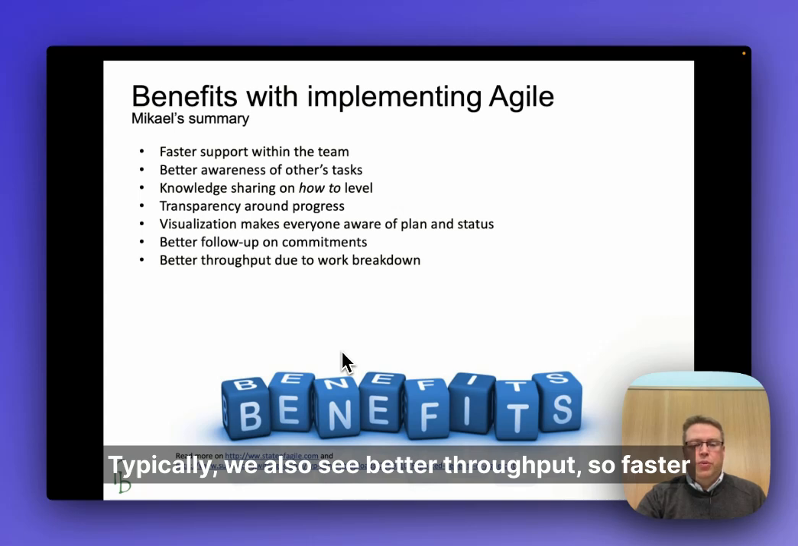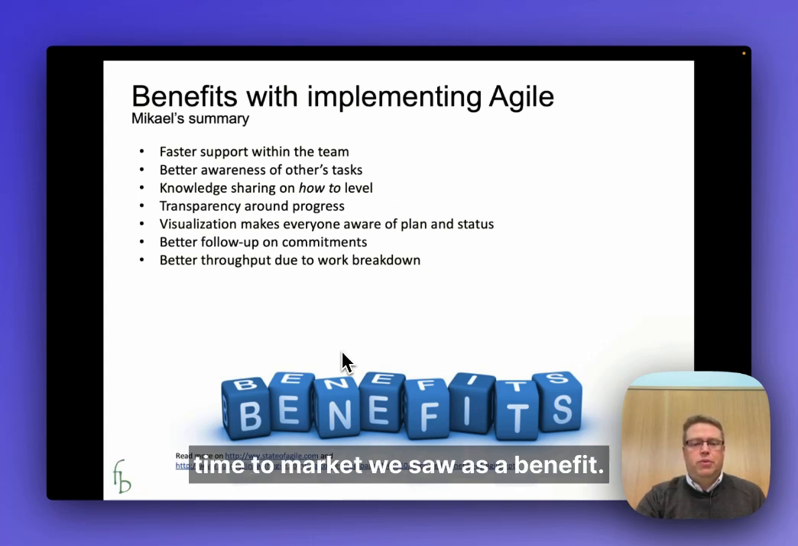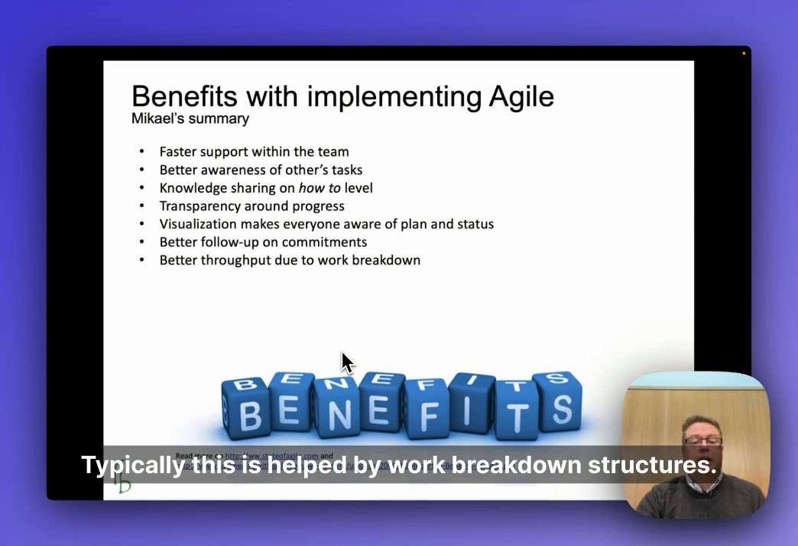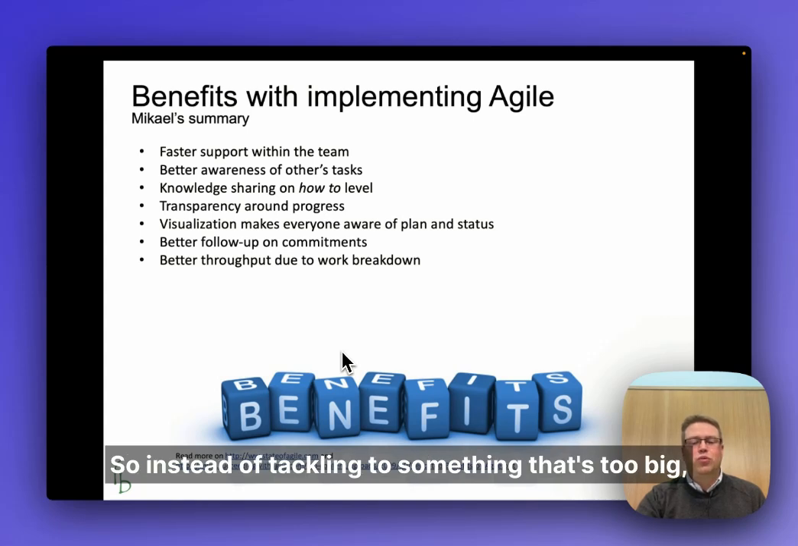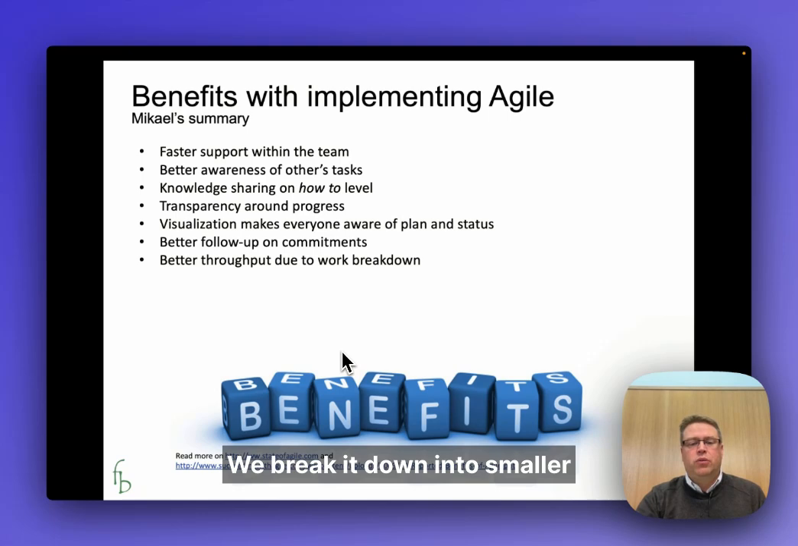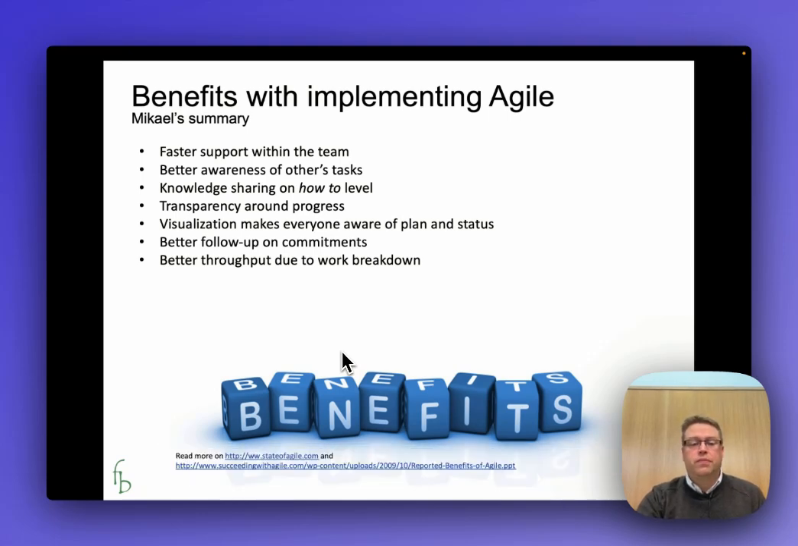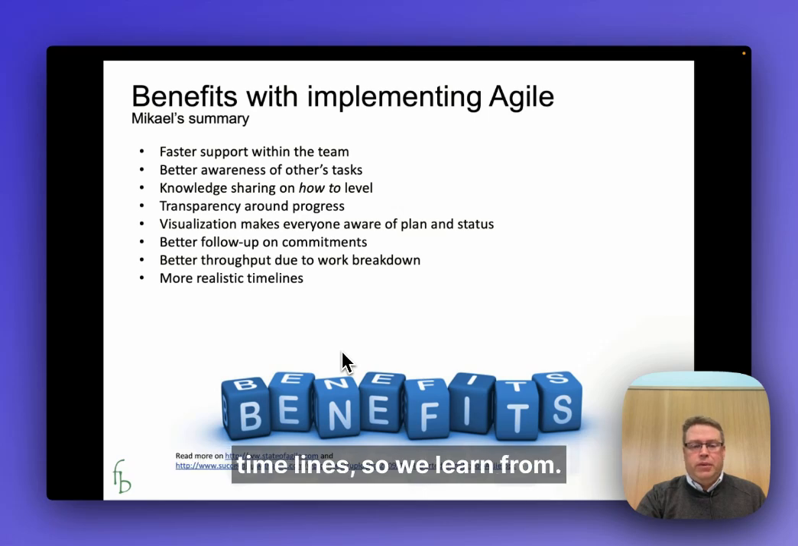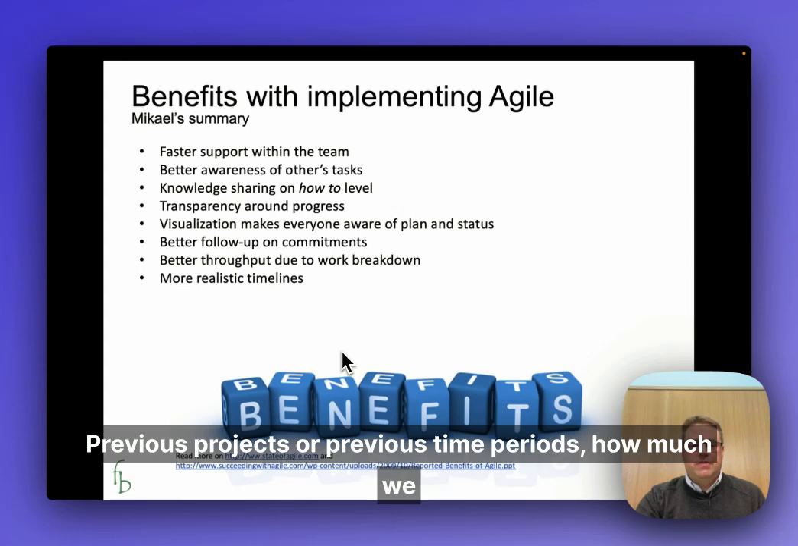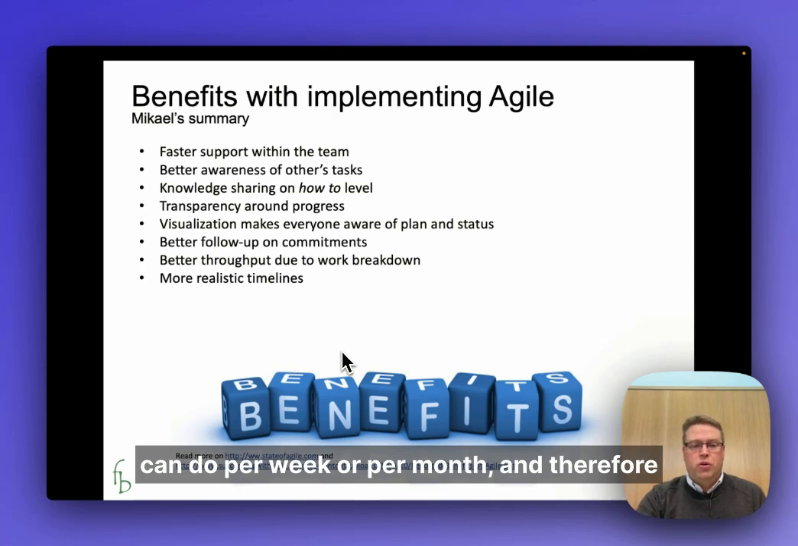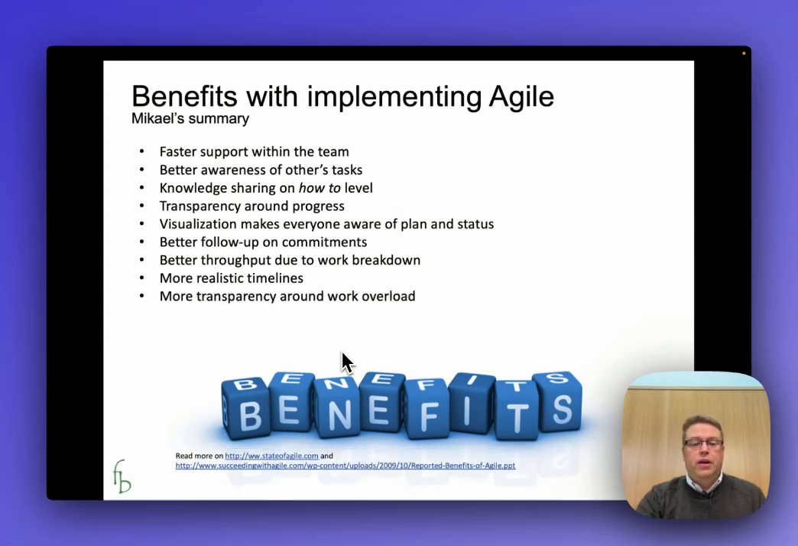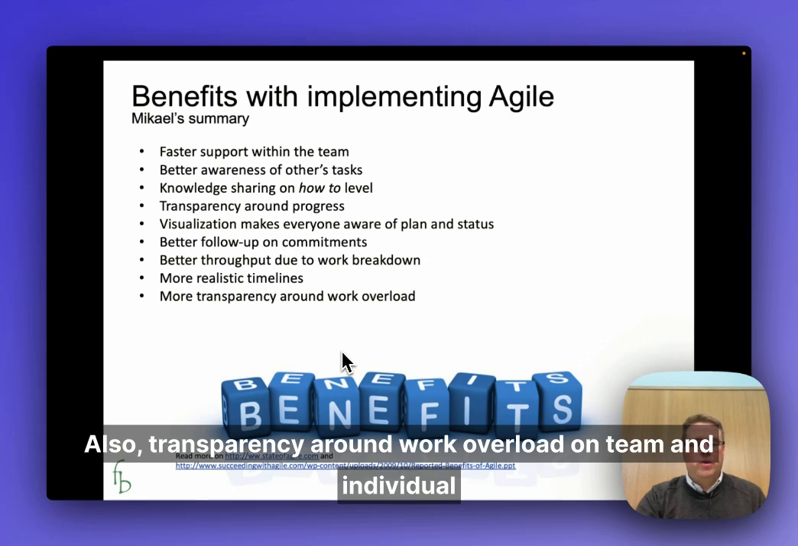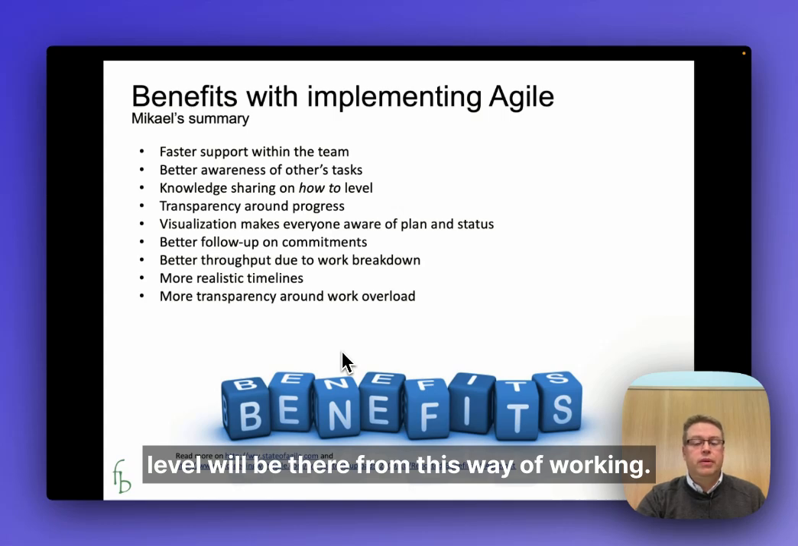Typically, we also see better throughput, so faster time to market we saw as a benefit. Typically, this is helped by work breakdown structures. So instead of tackling something that's too big, we break it down into smaller pieces and start working through those. These things also lead to more realistic timelines. We learn from previous projects or previous time periods how much we can do per week or per month, and therefore we can be much more realistic projecting things. Also, transparency around work overload on team and individual level will be there from this way of working.